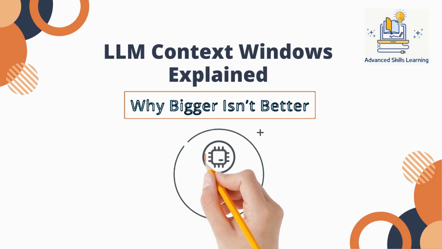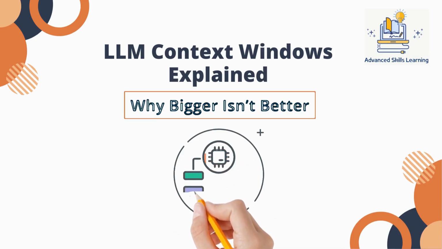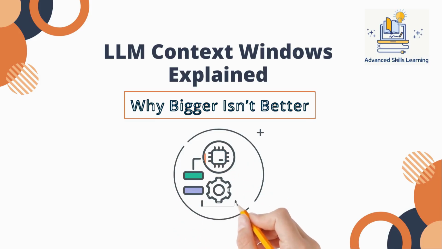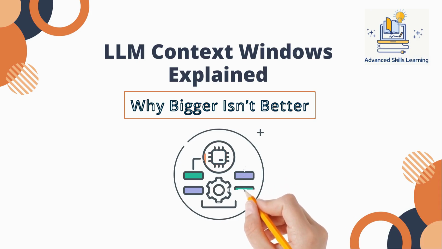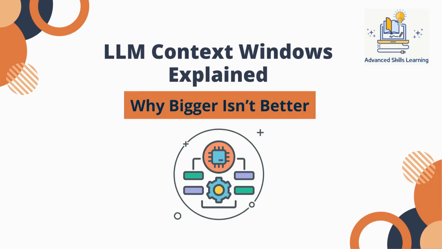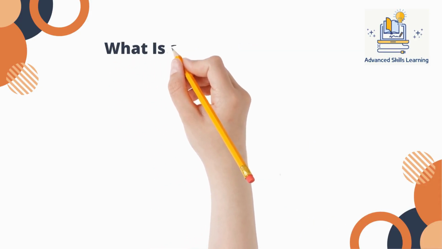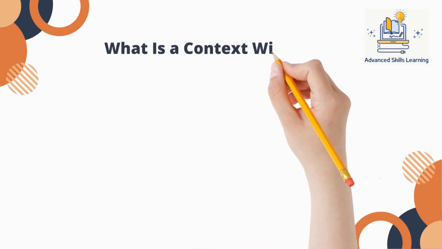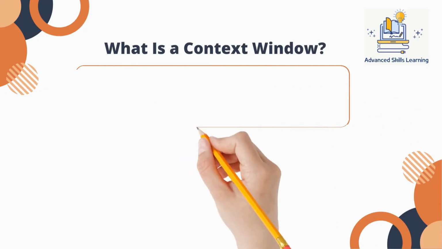But in real-world Gen AI systems, that intuition breaks down surprisingly fast. Bigger context windows often introduce new problems instead of solving old ones. In this video, we'll break down what an LLM context window really is, what actually goes inside it, and why simply making it bigger often hurts performance rather than improving it.